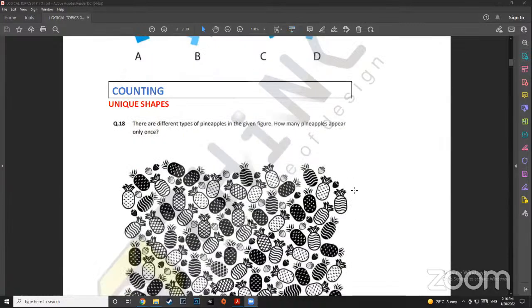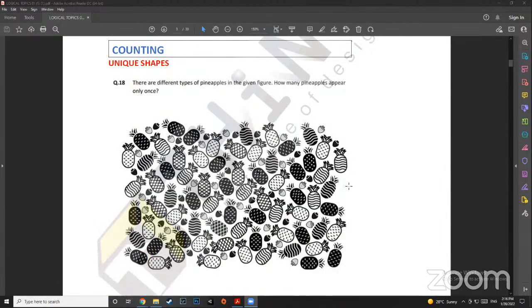Then comes counting. Counting is a big part of this question paper because they can give you counting of any sort. Here they will ask you which of the fruits are only repeating once. So you have to find out unique shapes. For example, I might be wrong, but maybe this one is there only once, isn't it? I don't see it repeating again. And similarly, there might be some other shape which is there only once.